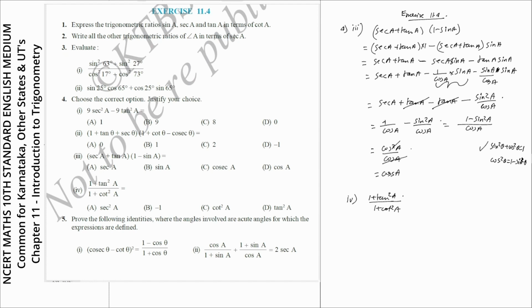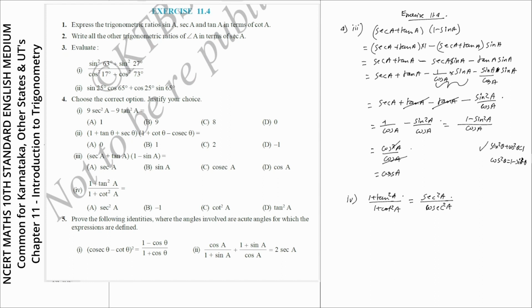Exercise 11.4, fourth question, last sub question. What is the value of 1 plus tan square A by 1 plus cot square A? So 1 plus tan square A is nothing but secant square A. This is one of the identities. 1 plus tan square A is equal to secant square A, and 1 plus cot square A is cosecant square A.